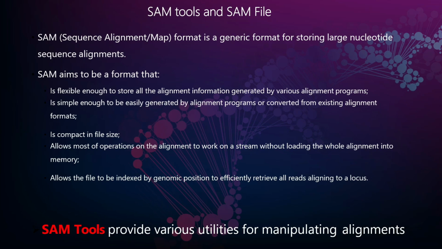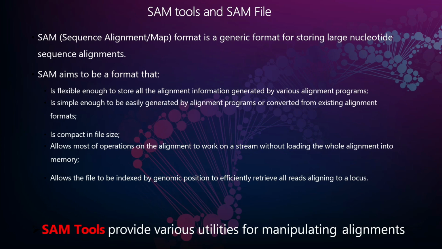It takes less size. It allows most of the operations of the alignment to work on stream without loading the whole alignment into memory. For example, it allows the file to be indexed by genomic position to efficiently retrieve all the alignments to a locus. It also aims to keep the file small in size. It also provides various utilities for manipulating alignments. So these kinds of things are happening with the SAM file.